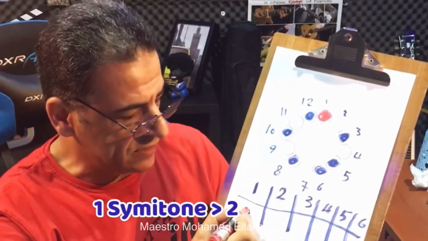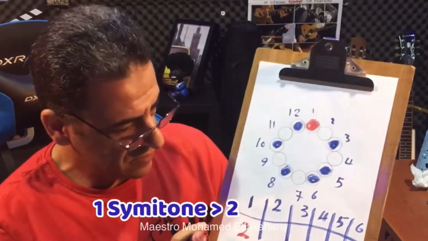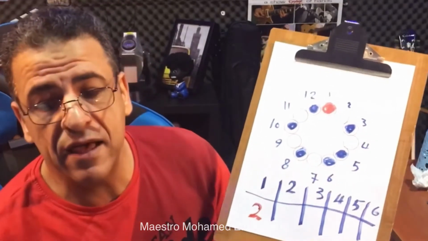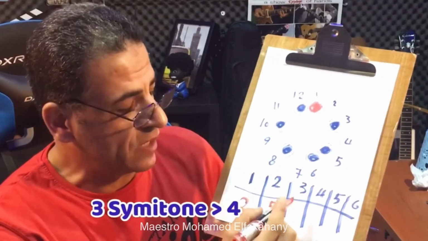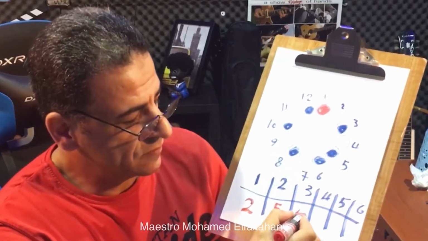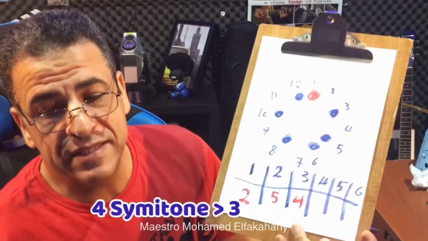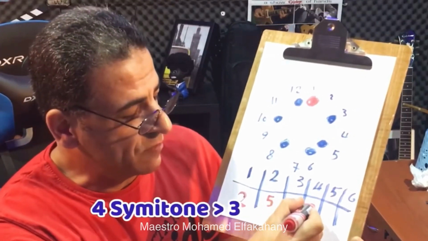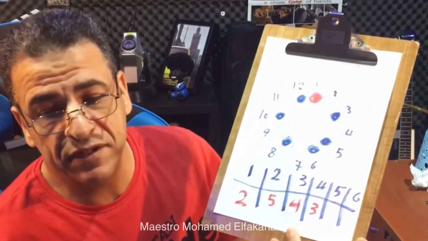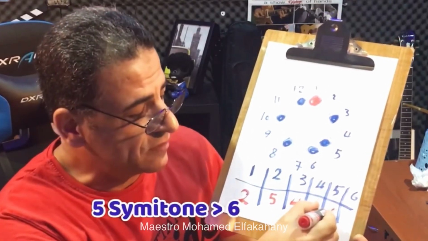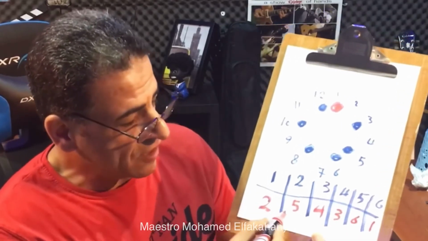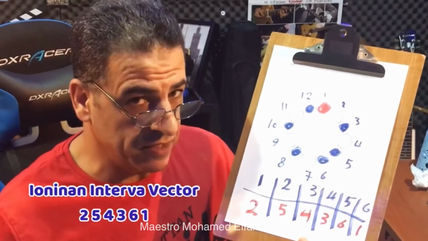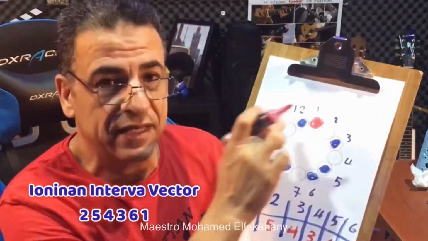The first interval that contains 1 semitone showed twice. The second interval that contains 2 semitones showed 5 times. The third interval that contains 3 semitones showed 4 times. The fourth interval that contains 4 semitones showed 3 times. The fifth interval that contains 5 semitones showed 6 times. The sixth interval that contains 6 semitones showed once. So this is how we write the interval vector for a union scale.